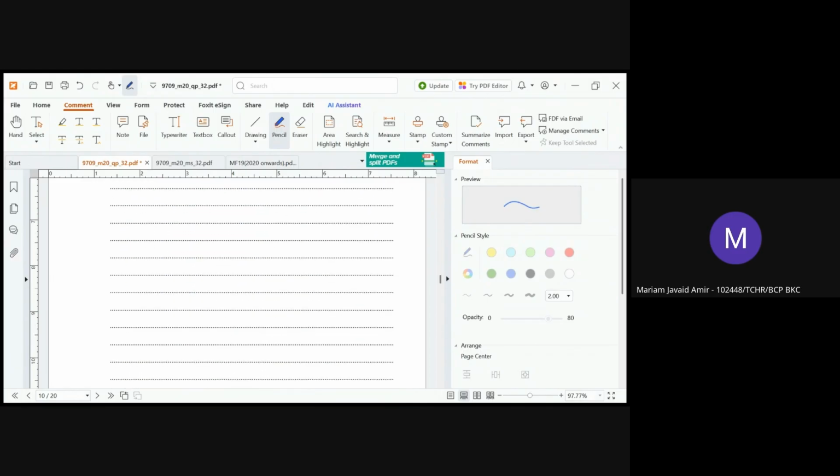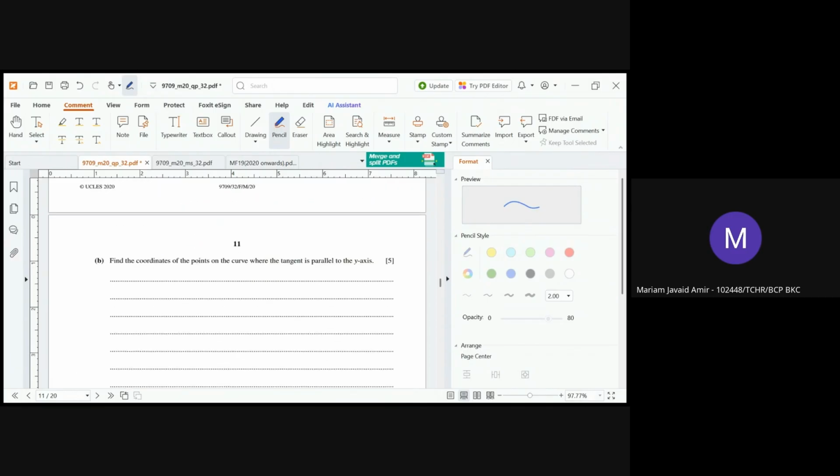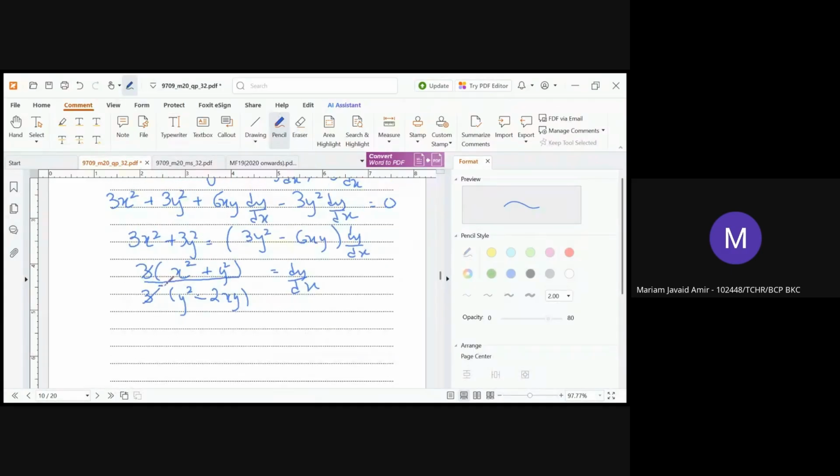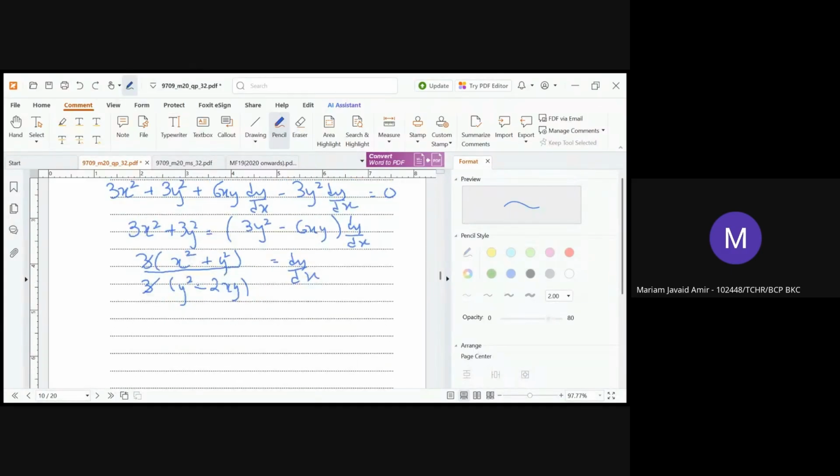Okay, next part. Find the coordinates of the points on the curve where the tangent is parallel to the y-axis. Okay, let me make a curve with the tangent parallel to the y-axis, which means dy by dx is infinity, which means undefined. Dy by dx would be undefined, which means the denominator is going to be equal to 0. So we have to equate this denominator to 0. That's how we start the question.